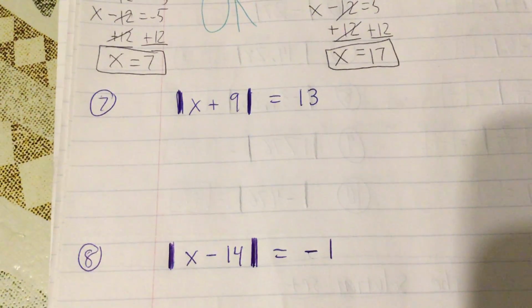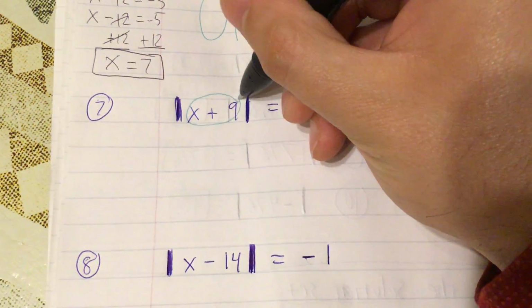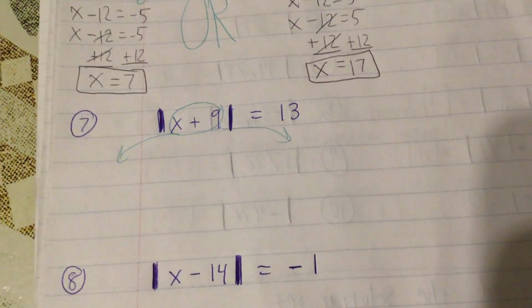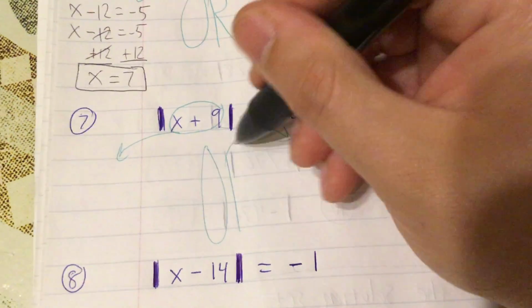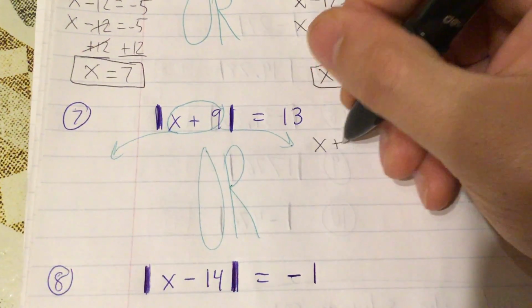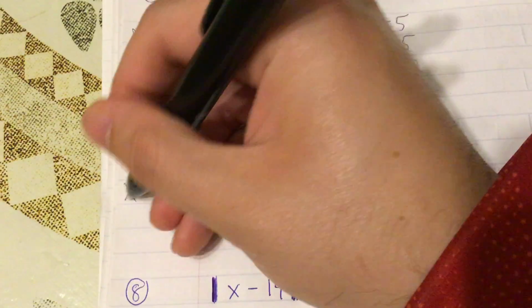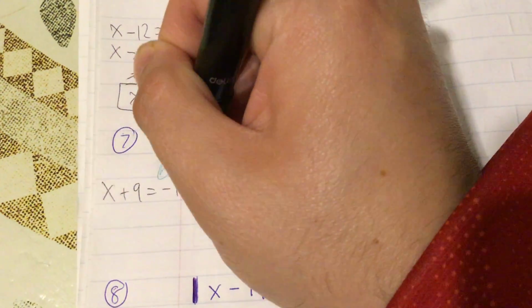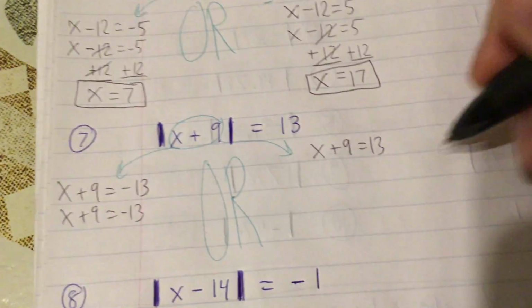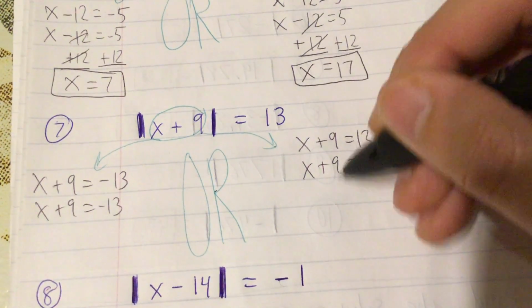I'm going to separate them by putting x plus 9. The inside is allowed to be 2 possible outcomes. Either, look at my or, x plus 9 is equal to 13, or x plus 9 is equal to negative 13. So I've got x plus 9 equals 13 over here. Let's solve for the right equation first.